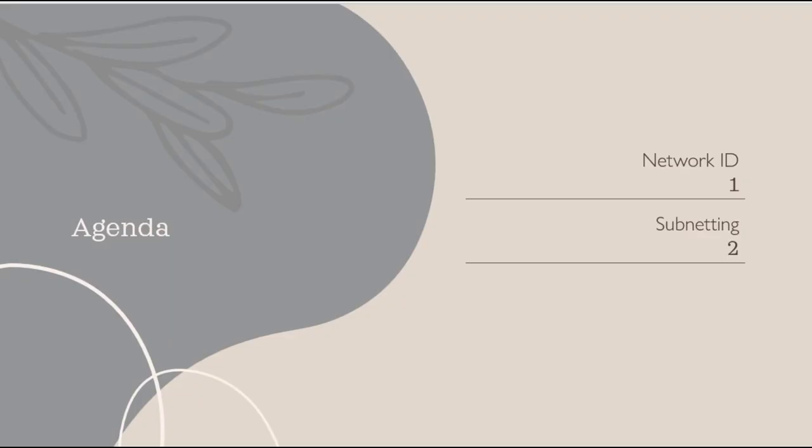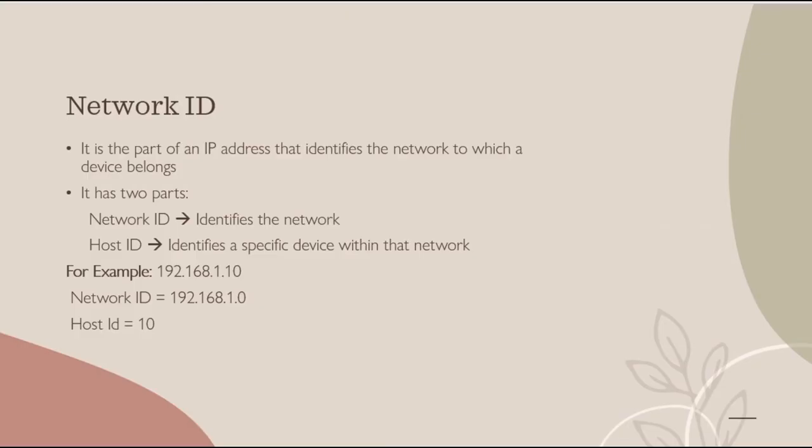Network ID. In this video, we are going to see what is network ID and subnetting. The IP address has two parts. One is the network ID and the other one is the host ID. The network ID is used to identify the network and the host ID is used to identify the devices which are present inside the network.